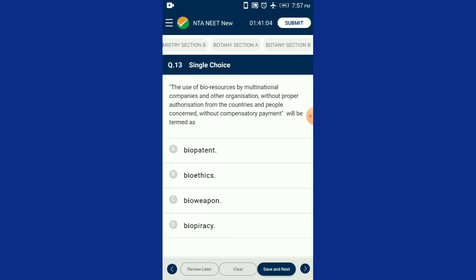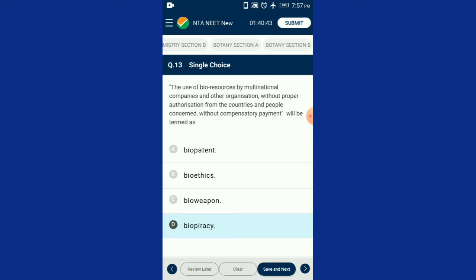Bioethics may be viewed as a set of standards that may be used to regulate our activities in relation to the biological world. Patents which are being granted for biological entities and for products derived from them are known as biopatents.